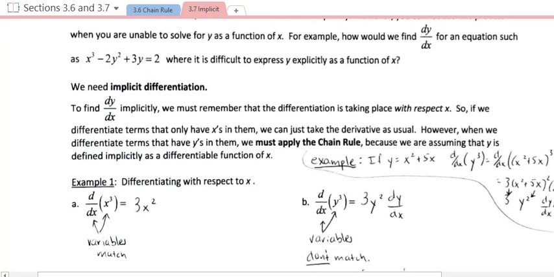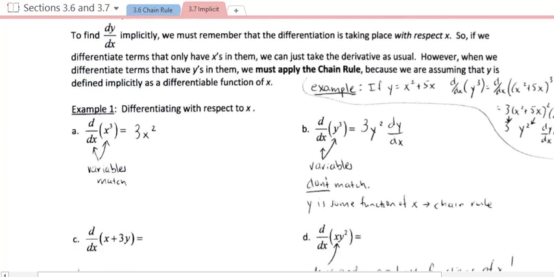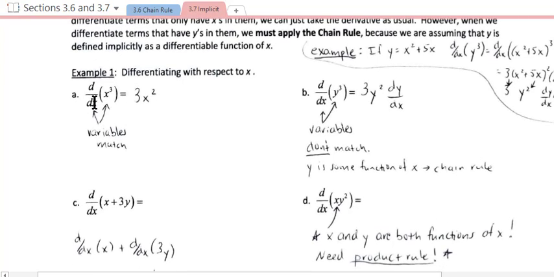So, for example, if I'm taking the derivative with respect to x of x cubed, the variables match. It's no different than what we've been doing in previous sections. The answer is 3x squared. Over here, though, if I'm taking the derivative with respect to x of y cubed, the variables do not match. y is some function of x, but I don't know what function of x.